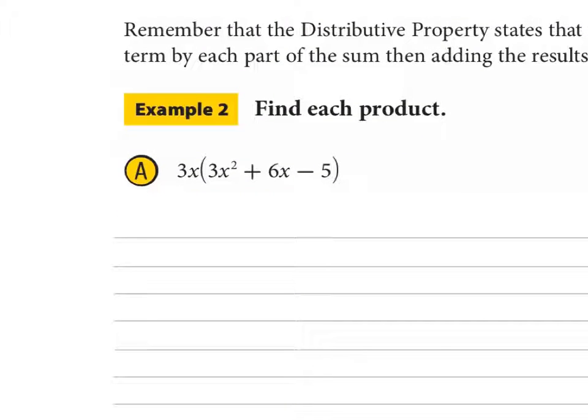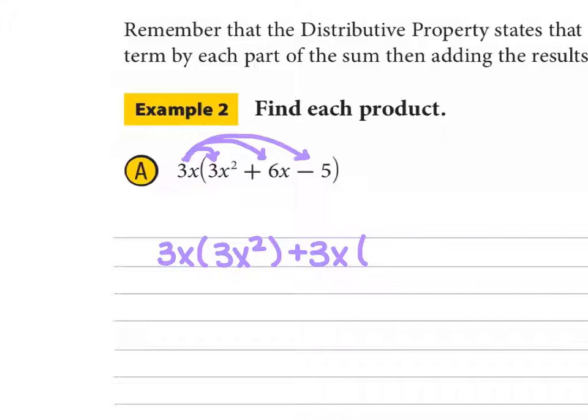If we look at example 2a, we now have a monomial being multiplied by a trinomial. So when we do this, we're going to multiply that monomial by every single term and distribute it into that set of parentheses. So for a, we have 3x times 3x squared plus 6x minus 5. We're going to take that 3x, multiply it by the 3x squared. That 3x is positive, so it's going to be plus 3x.